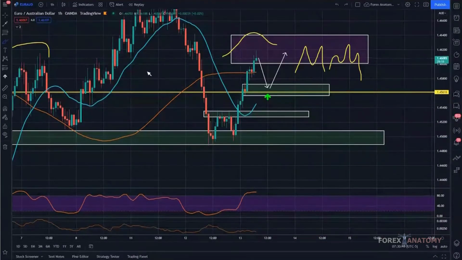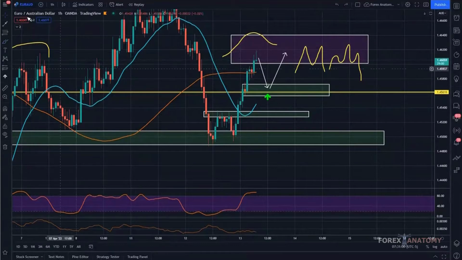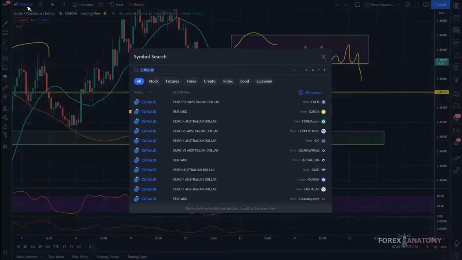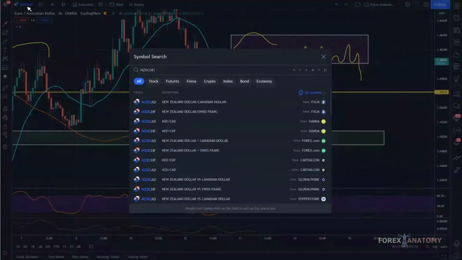Okay, so if you don't have any questions, then we can move on to another pair. And let me see. I have quite a few on my radar. Let's do this one. Let's do NZD/CHF. Let's do that one for now.